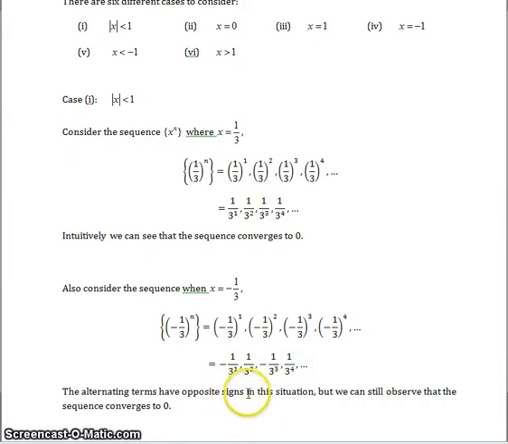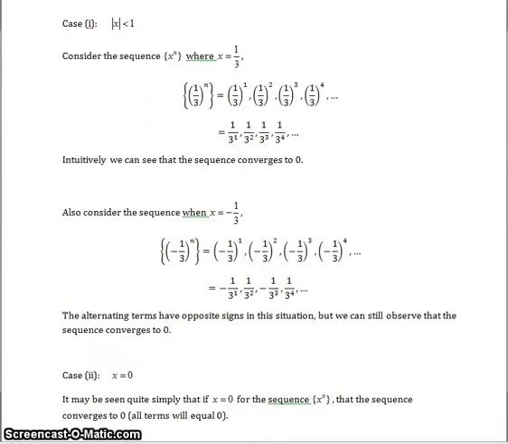But still, regardless of whether the term is negative or positive, we can see that the sequence is going to converge to 0, because 1 divided by a negative number which is very large is again going to be very close to 0. So it's going to converge to 0 as well.